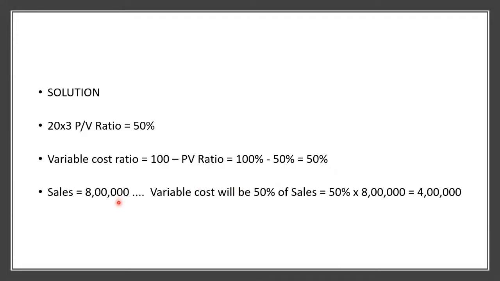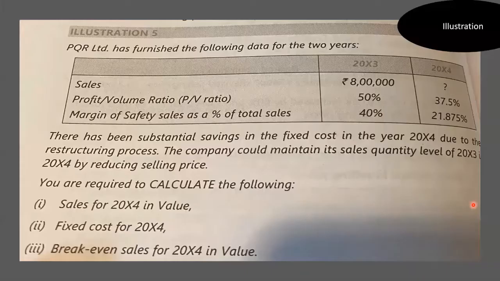Sales is equal to 8 lakhs. So variable cost will be 50% of sales. That is 50% of 8 lakhs. So total variable cost is what? 4 lakh. Remember what we discussed here. If we find variable cost here, variable cost will be same in 2014. Why? Because the company could maintain sales quantity level as the same.